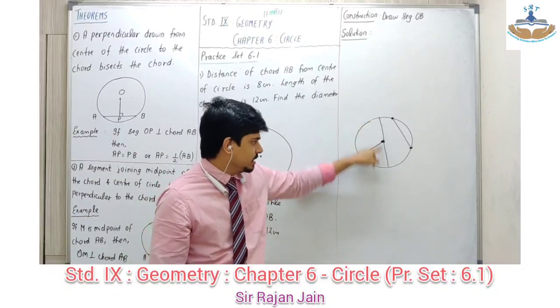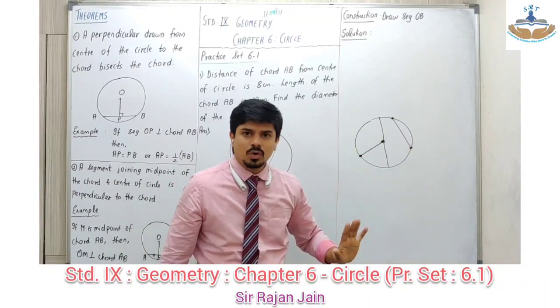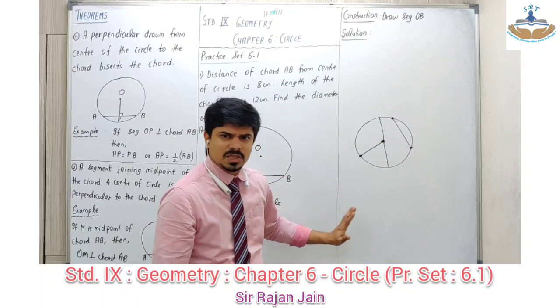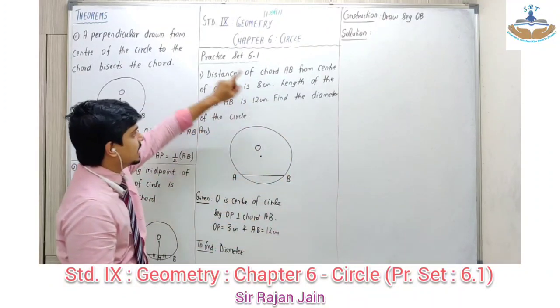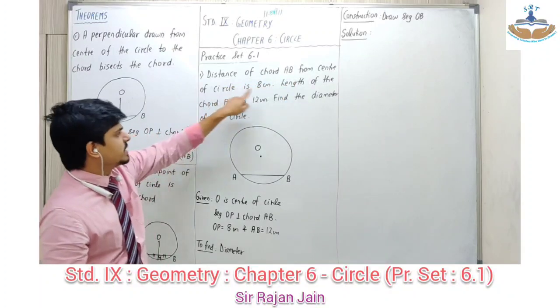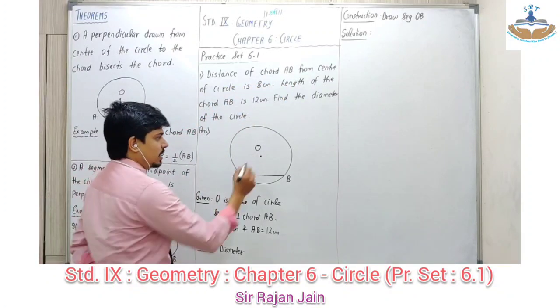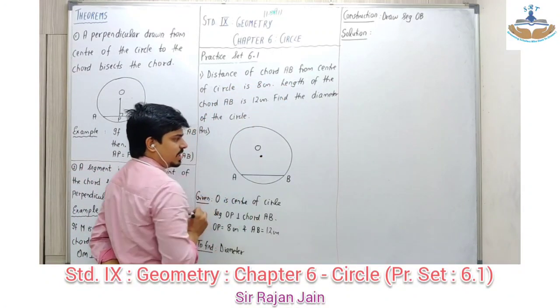ये radius हो गया, ये diameter हो गया, ये chord हो गया. For your level, this much is sufficient for this chapter. Okay. अभी ये question में क्या लिखा है? Distance of chord AB from center of circle is 8 cm. Look here. ये मेरा center of circle मैंने लिया O.